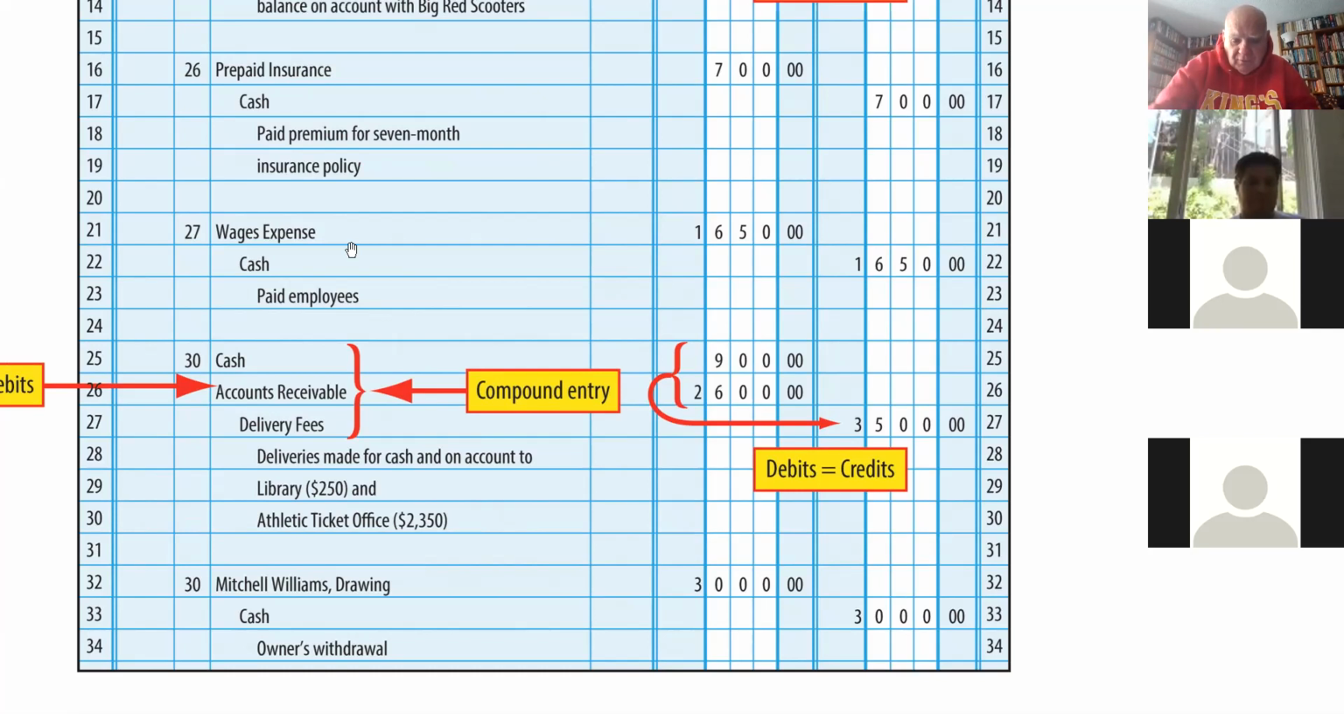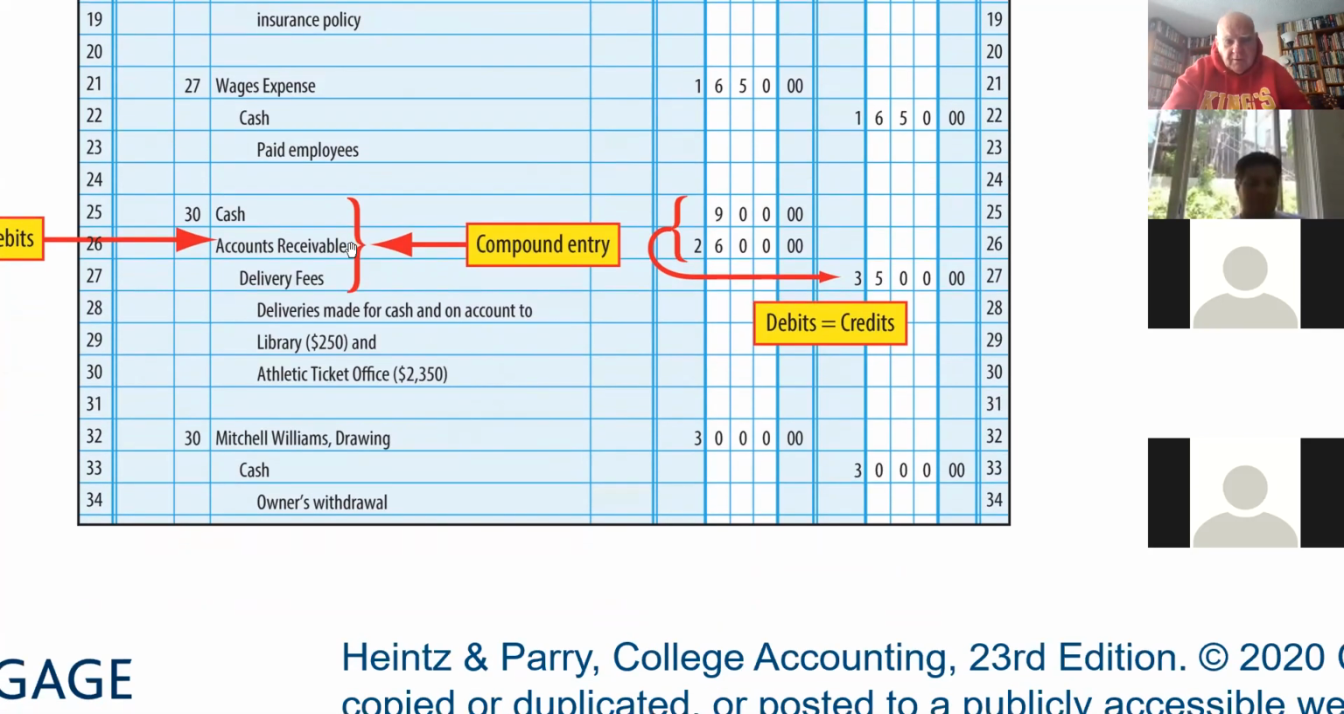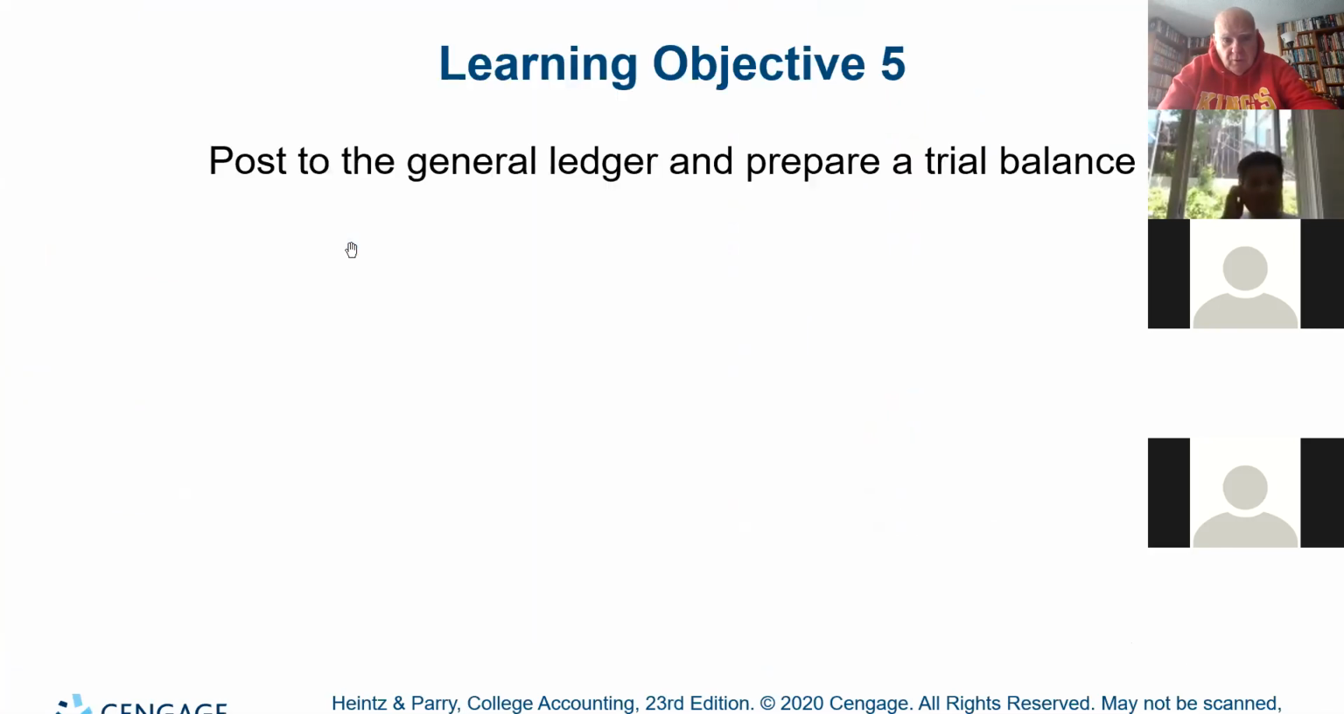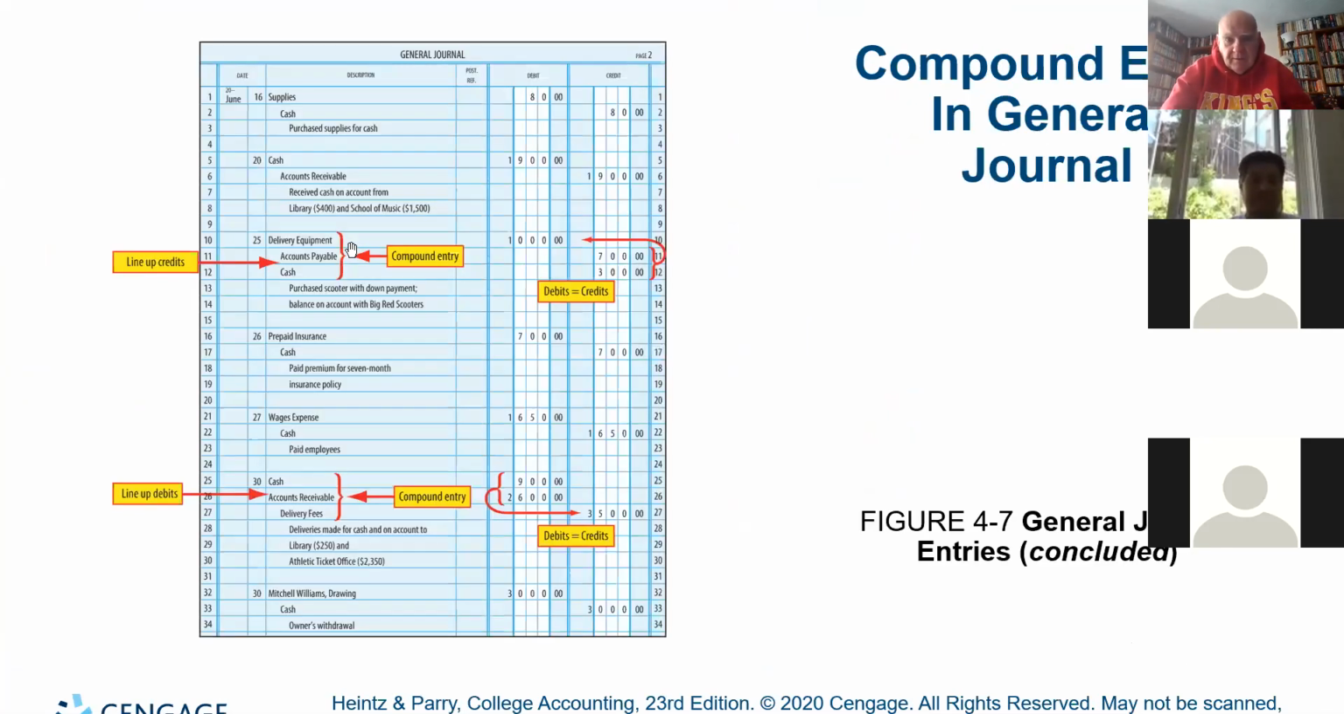And then finally, Mitchell with his famous drawing, okay? Anybody have any questions, any thoughts on the journal entries thus far? Am I going too fast, too slow? If you can't hear me, let me know, okay?